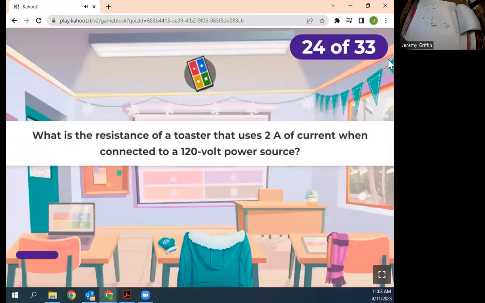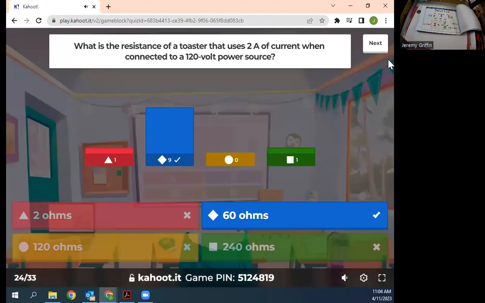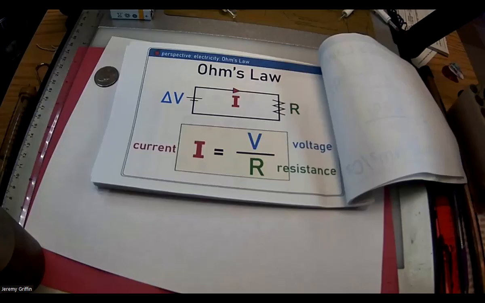What is the resistance of a toaster that uses 2 amps when connected to 120 volts? They go 60 ohms. Right, switch back over here.